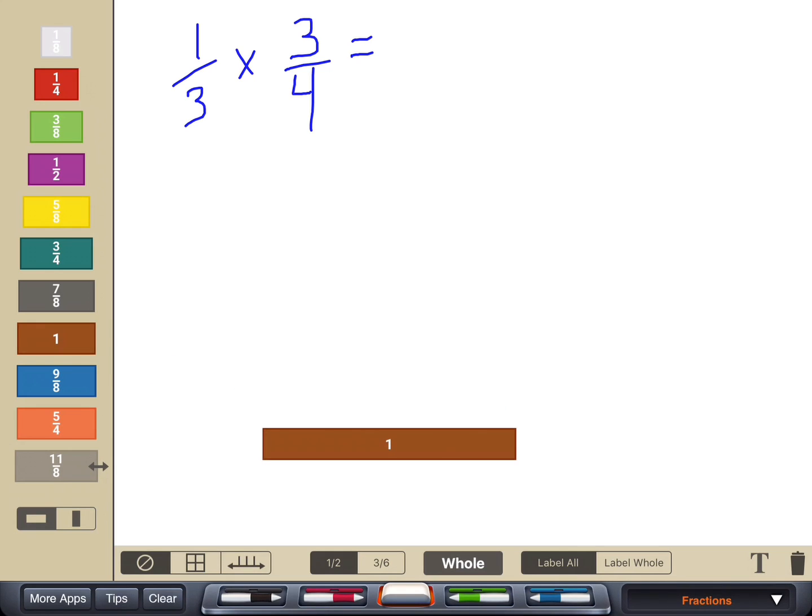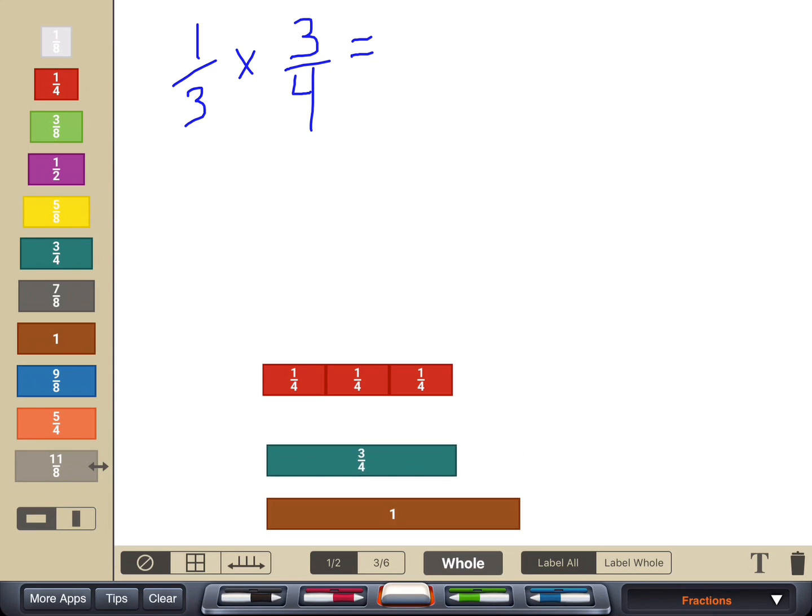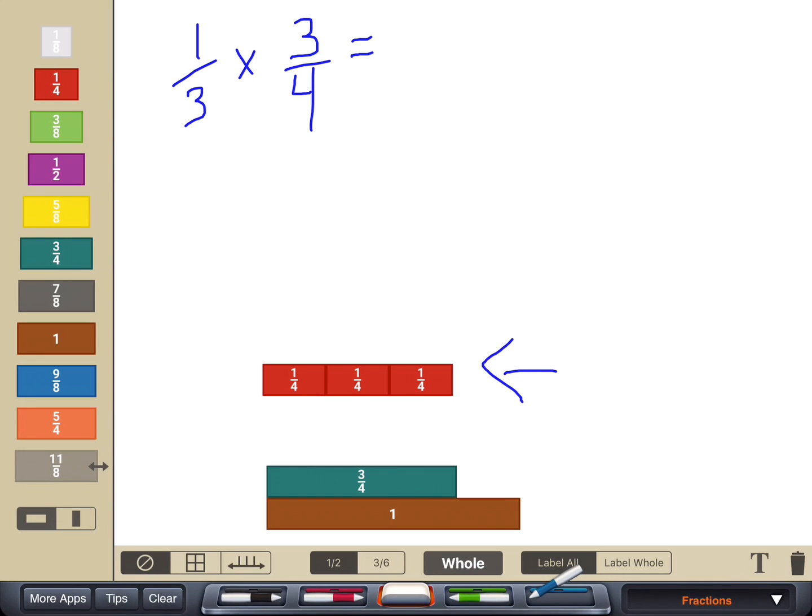But that's not what we have. What we have are 3/4 of the chocolate bar. This is what we're dealing with, 3/4. If somebody eats 1/3 of this, then how much is that? Well, let's represent the 3/4 in a different way with 3 1/4 blocks. And I'm going to just move these out of the way to isolate them for a bit. And we're going to focus right now on what's going on here. This is not the whole chocolate bar, it's 3/4.